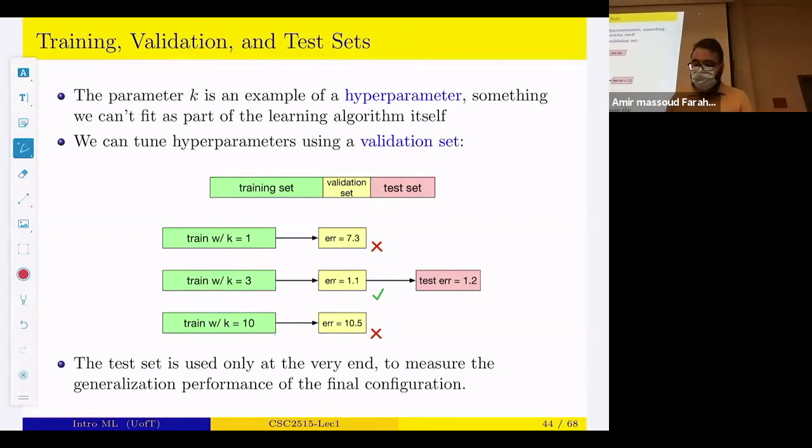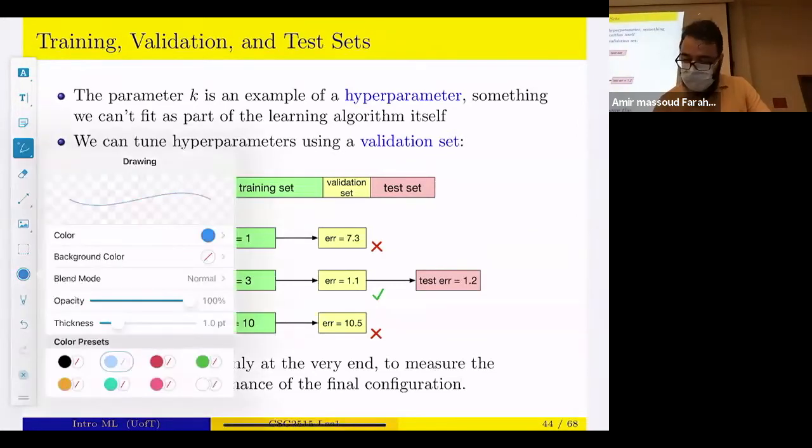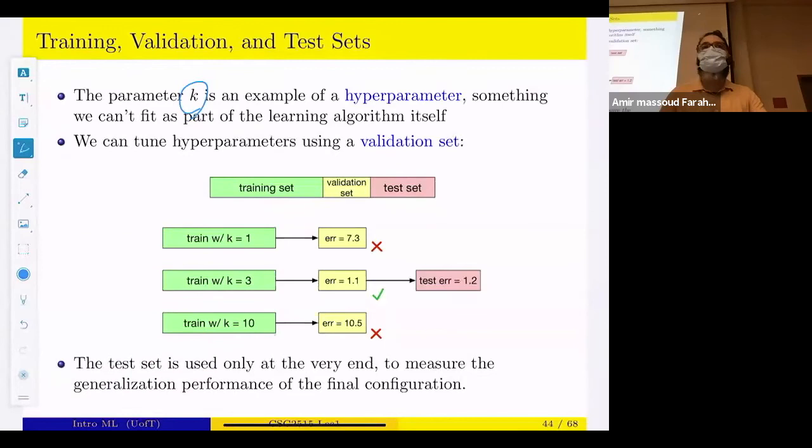So how does it work? First of all, k is an example of a hyperparameter of KNN. Later, when we talk about neural networks, if you're familiar with them, the number of layers or the number of units in a neural network would be its hyperparameters. Almost all machine learning algorithms have some hyperparameters. And as you saw in the previous slide, depending on your choice of hyperparameter, you get different performance on test data sets. So how should we tune them? We tune them using validation sets.